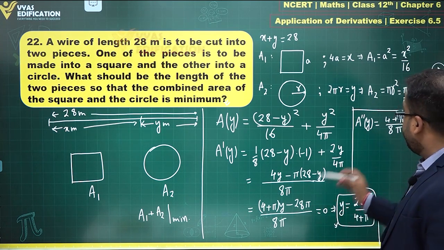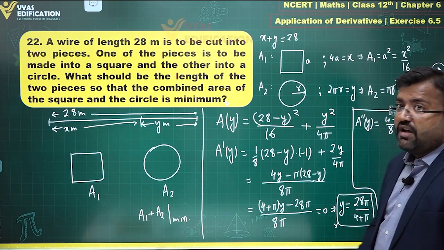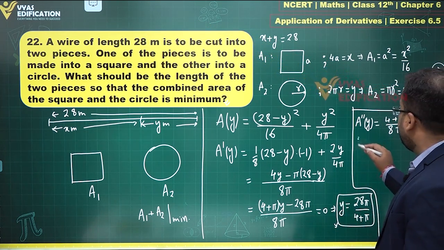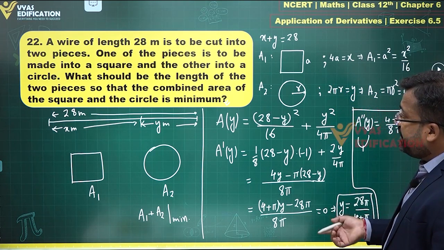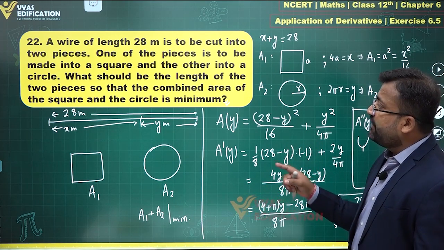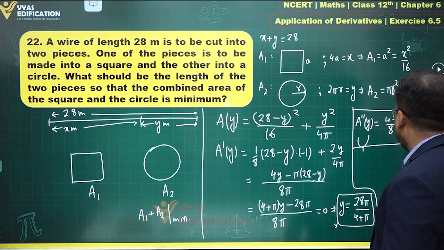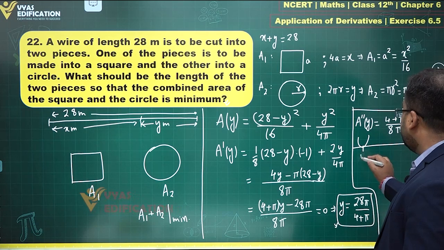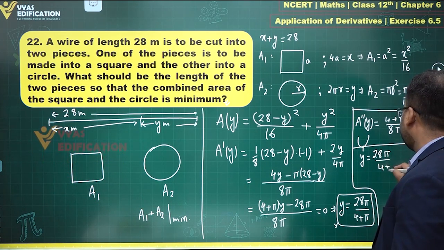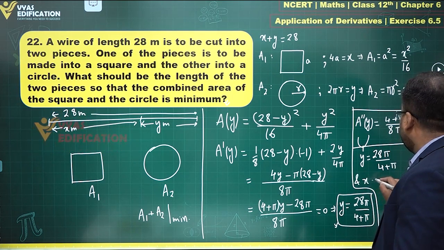Okay, this is greater than 0, which implies this critical point will be the point for minimum, right? Yes, the area will be minimum for this. What should be the length of the two pieces so that the combined area of the square and circle is minimum? Therefore, the required, this is minimum for y equals 28 pi upon 4 plus pi, and x equals what?